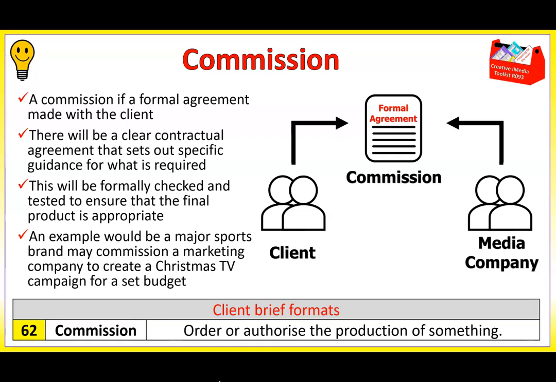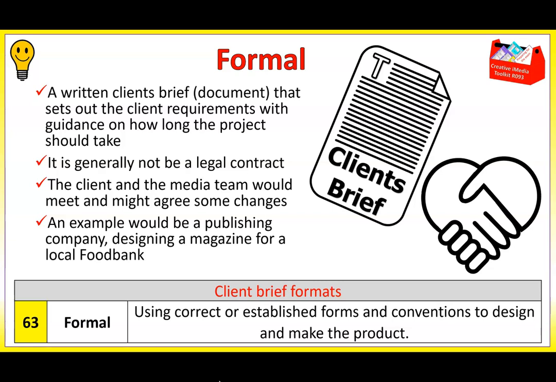So a commission is a formal agreement on paper, so it's a clear contractual agreement. The contract sets out what the media team is going to do for the client, and it's signed off. An example is a major sports brand marketing a Christmas TV campaign. A formal is very, very similar. First of all, the client meets the media team, and they have a written document that sets out the client's requirements with guidance on how long the project should take. The difference with this one, it's generally not a legal contract, but it's a written document which formally agrees what's going to happen. So commission and formal are very similar. One is a legal agreement, the other is a written contract.